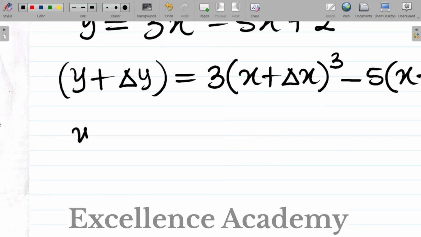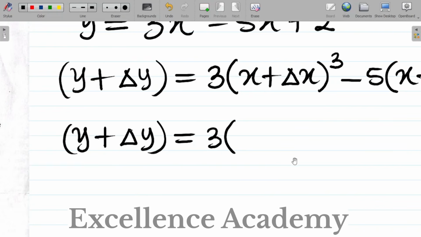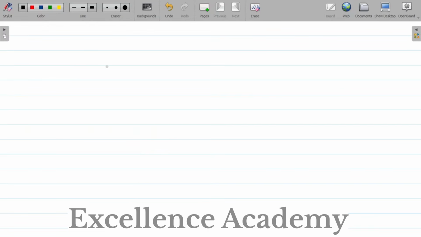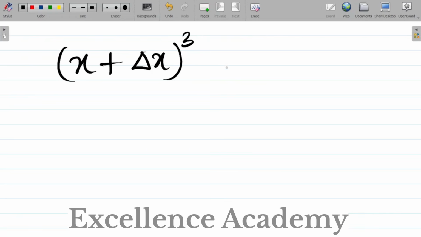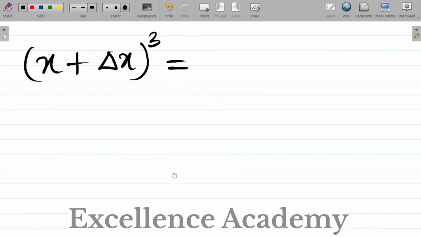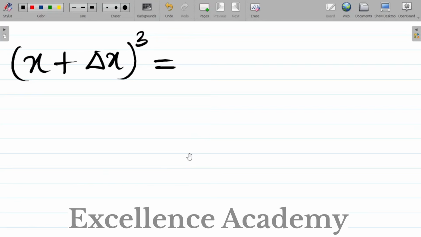This becomes y plus change in y. This is equal to 3 into, let's expand x plus change in x to power 3. What do you have when you expand this? Now, I'm going to be using Pascal's triangle to solve this. The first thing you want to notice is that this first term, x, takes all the power, that's power 3. The second term, which is this one here, delta x, takes 0 power.